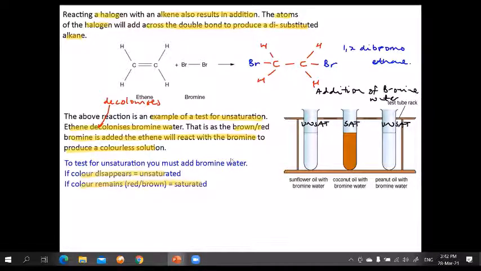Again, basically what comes out of this test for unsaturation is that we add bromine water, which already has pure bromine liquid in it, and then that can react with the double bond in your alkene, and it produces a colorless compound. Then it becomes a saturated compound like your normal alkane, and hence the red-brown color will remain for the alkane.